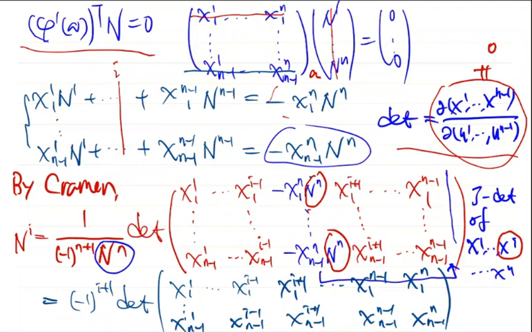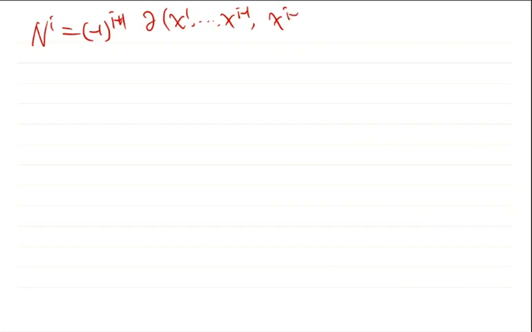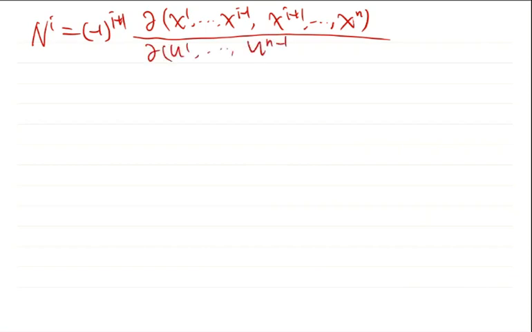Okay, so using our notation, we obtained that ni is minus 1 to the i plus 1, times the determinant of x1, xi minus 1, then xi plus 1, xn, with respect to u1, un minus 1. Okay, so this is the result.